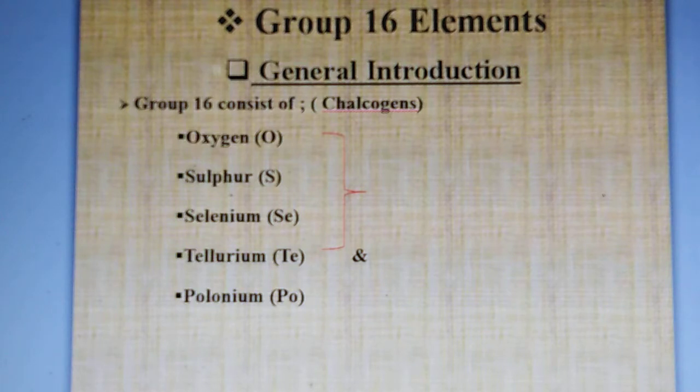In these elements, the valence shell electron enters the p subshell. Therefore, they are called the p-block elements. The outermost electron enters into the p orbital. Therefore, they are called p-block elements.